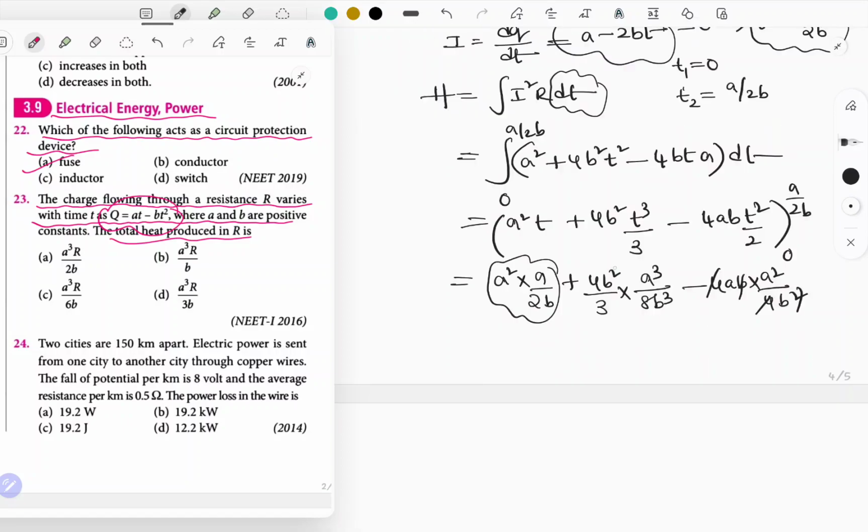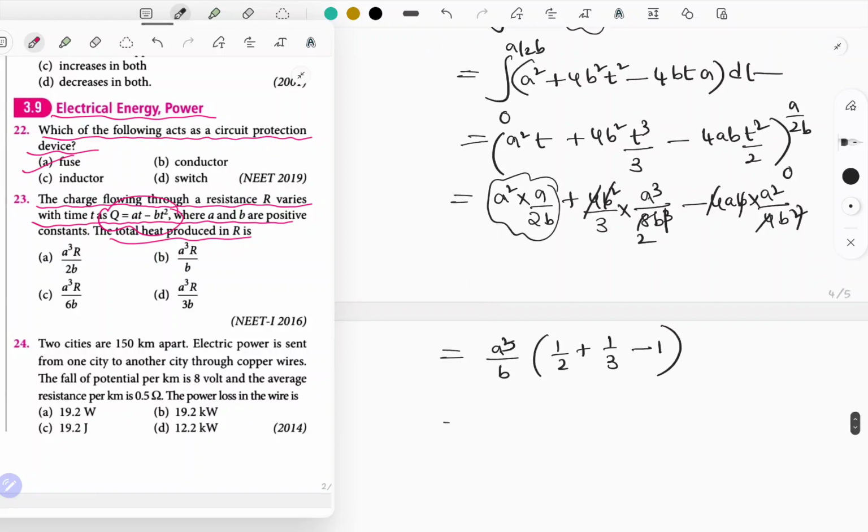So here we can cancel b square and b square. So finally, 4 1s are 4, 2 2s are 4. So finally if we take a cube divided by b common, I'm left with 1 by 2 plus 1 by 3 minus 1. So which is equal to a cube by b into it can be replaced as 3 plus 1, 5, 5 minus 6 minus 1 by 6.